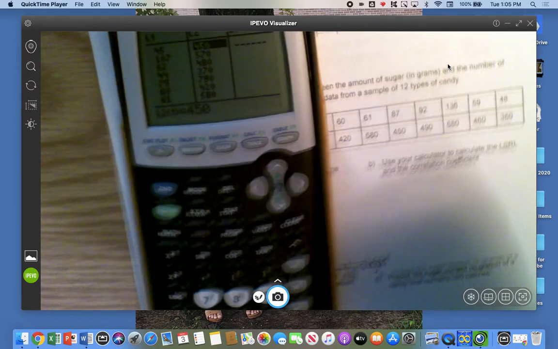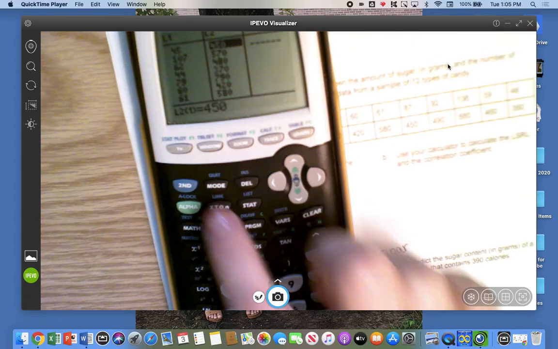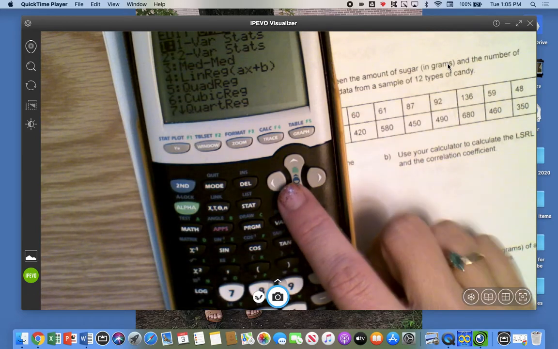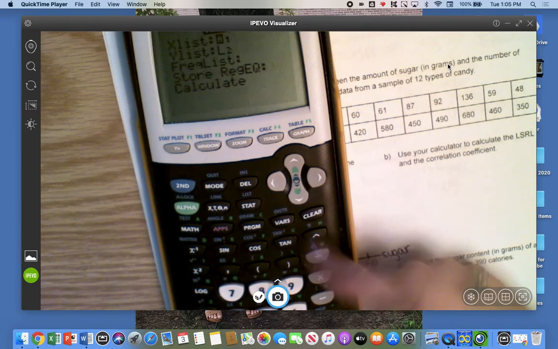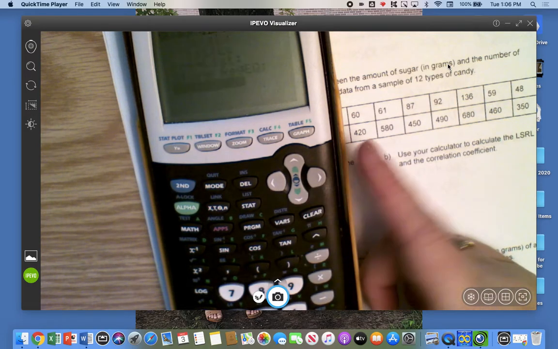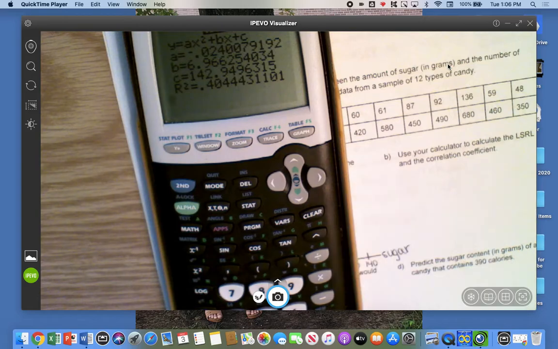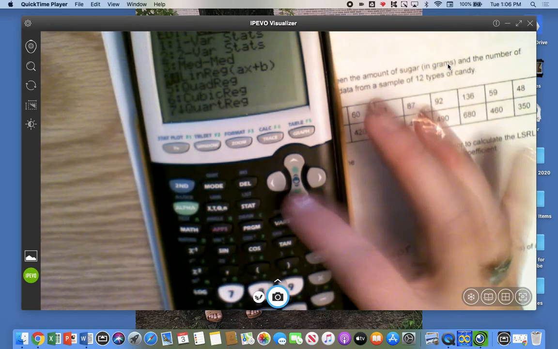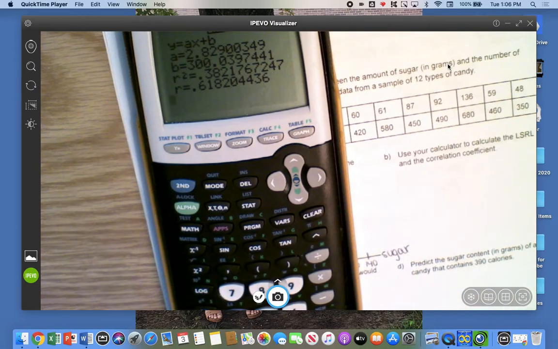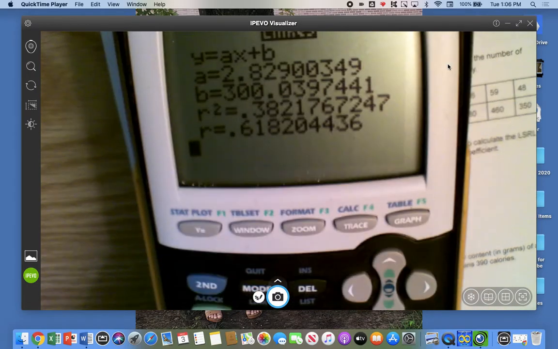All right, the first thing we do is we go to stat and we go to calculate. Press enter a whole bunch, and then we go to option 4. Now you have to ask yourself, did you put your X's in L1? Yeah. Your Y's in L2. Yeah. Now you can go down and hit calculate. And it should give you, wait, did I type in the wrong one? Linear. There we go. Do you have something that looks like this? Yeah.